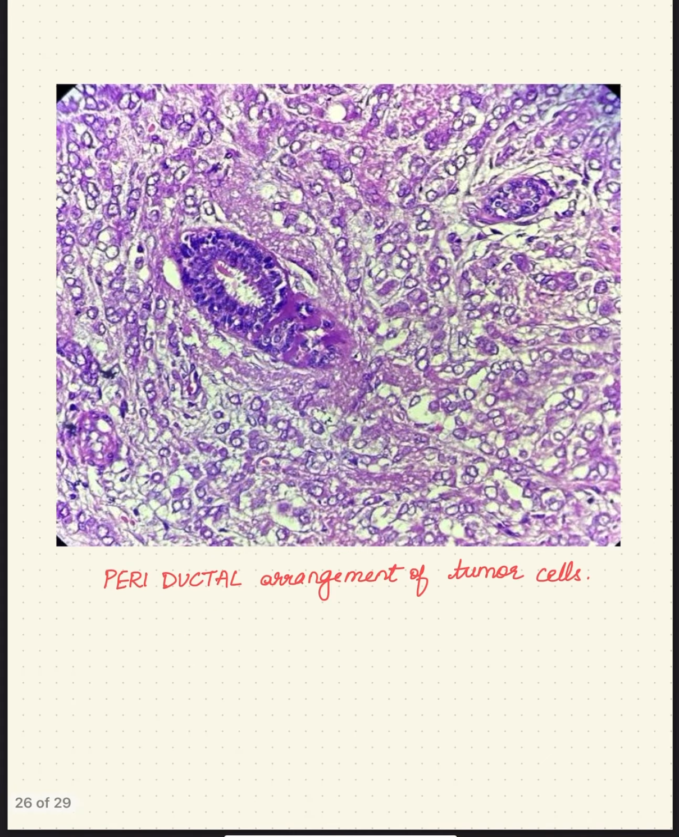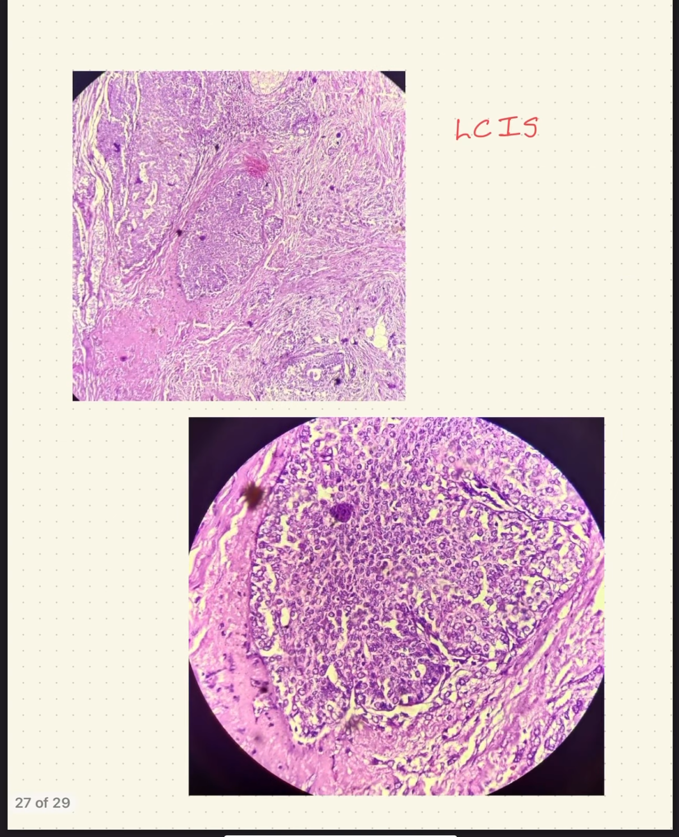And also, you see this periductal arrangement of tumor cells. This is a normal duct, you can see the lumen. So these are the tumor cells. They are concentrically arranged around a normal duct. It is like a targetoid fashion. It is called targetoid pattern. The targetoid pattern of arrangement of tumor cells around a normal duct is also typical of lobular carcinoma.